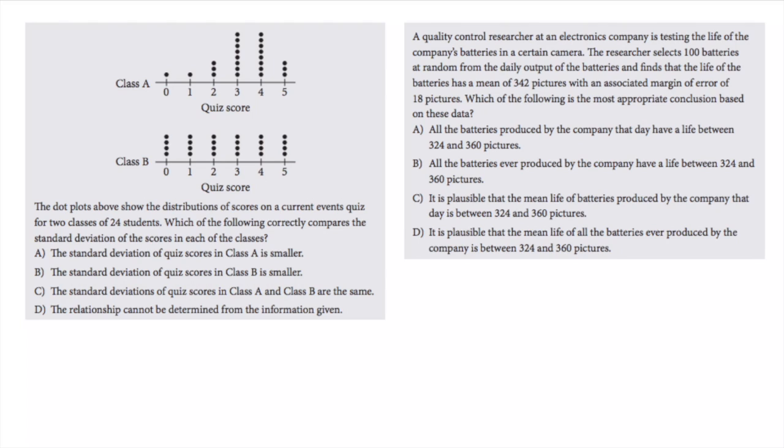So in a practical sense, and this is a question we may see, the dot plots above show the distributions of scores on a current events quiz for 2 classes of 24 students. Which of the following correctly compares the standard deviation of the scores in each of the classes?